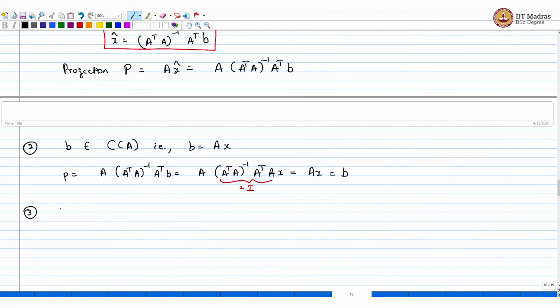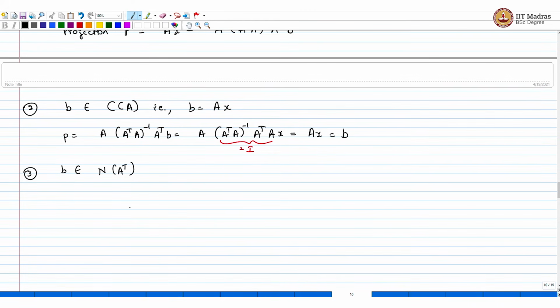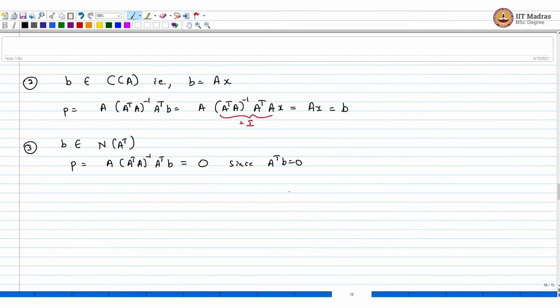Now, let us look at the other complementary case. Suppose b belongs to the null space of A transpose, which is like saying that it is in the orthogonal complement. Then what happens is P b equals A into A transpose A inverse A transpose b, but that is just 0, since A transpose b equals 0. And this last part A transpose b equals 0 is simply because b is in the null space of the matrix A transpose.